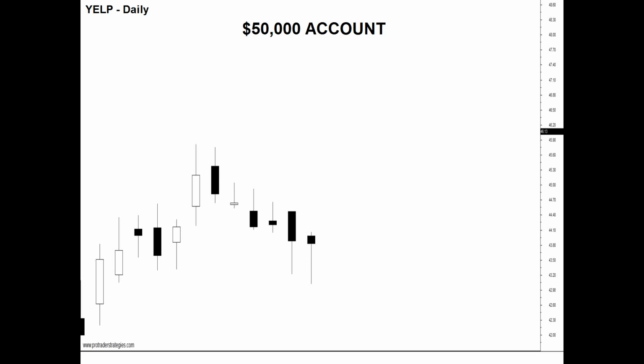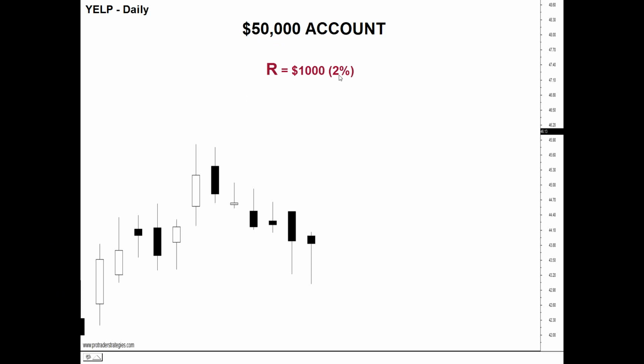So let's say your particular method is based off of a pattern, okay? So you're looking at Yelp and you say, you know what, this is a buy to me here. In fact, I want to be buying this stock. So the first thing you do is calculate R, which is 2% of your account. So 2% of 50,000 equals 1,000. All right, so that's R.